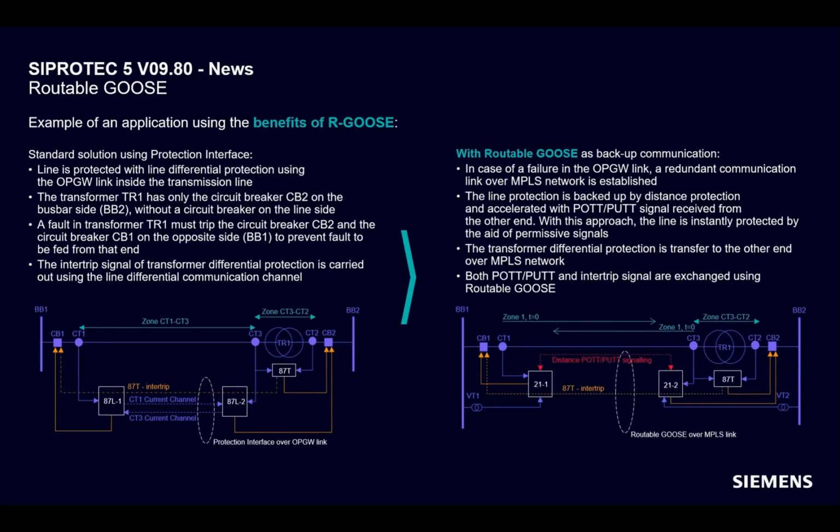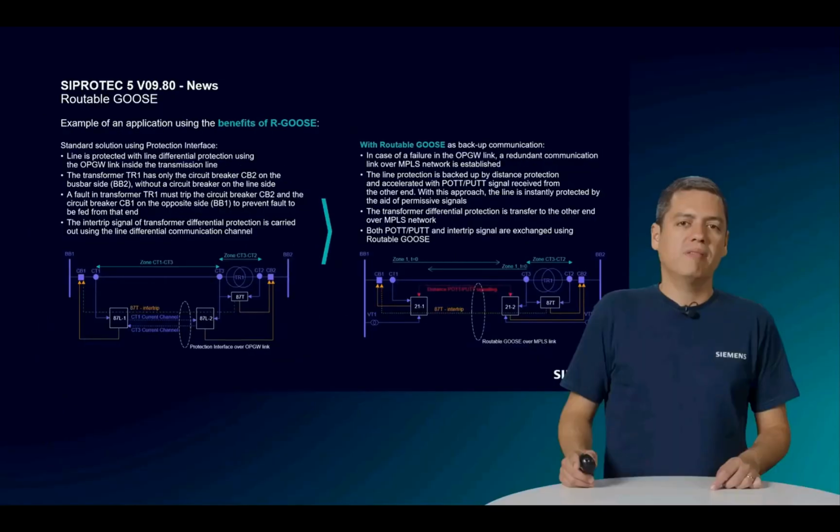And device 87T sends an intertrip signal to the circuit breaker at the other side through devices 87L-2 and 87L-1. But if a backup communication link is available, we can now just use the routable GOOSEs as follows. In case of a failure in the main link, a redundant communication link over the backup link is established. Line differential protection is automatically blocked and distance protection is automatically unblocked, including the exchange of teleprotection signals. Device 87T sends an intertrip signal to the circuit breaker at the other side through devices 87L-2 and 87L-1.